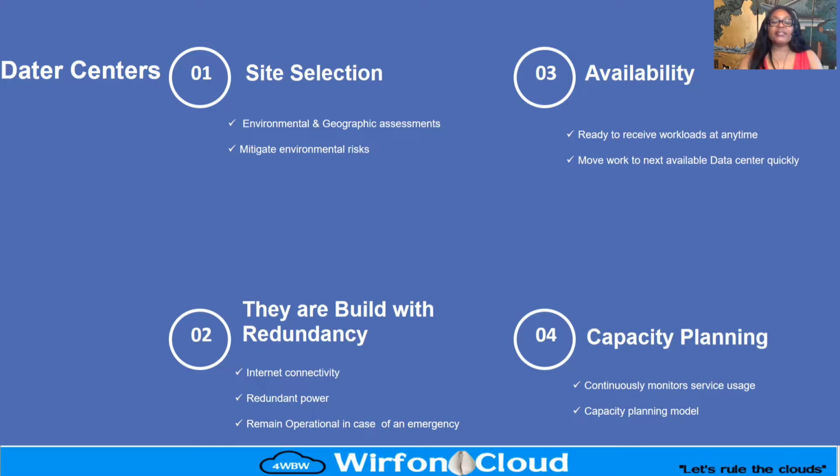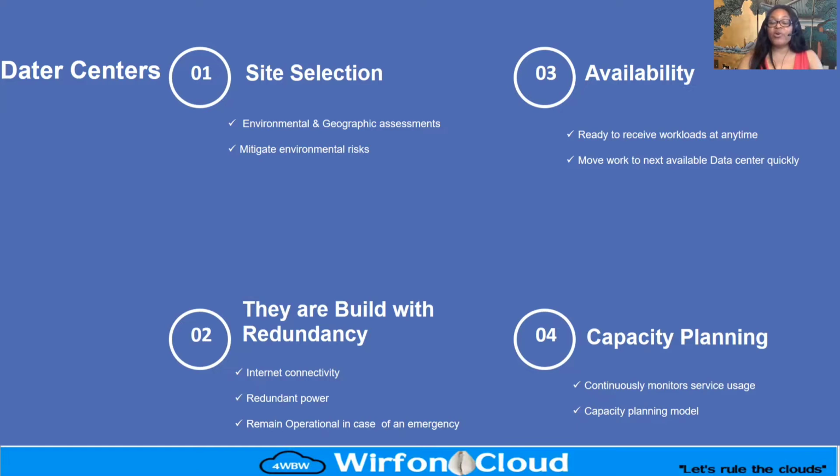The second thing is that these data centers are built with redundancy. This means that there is redundant internet connectivity and redundant power, so they can remain operational in case of an emergency. The third thing is these data centers are always online. This means they are ready to receive workloads at any time. And so if something goes wrong with one data center, your workloads will be moved to the next available data center quickly.